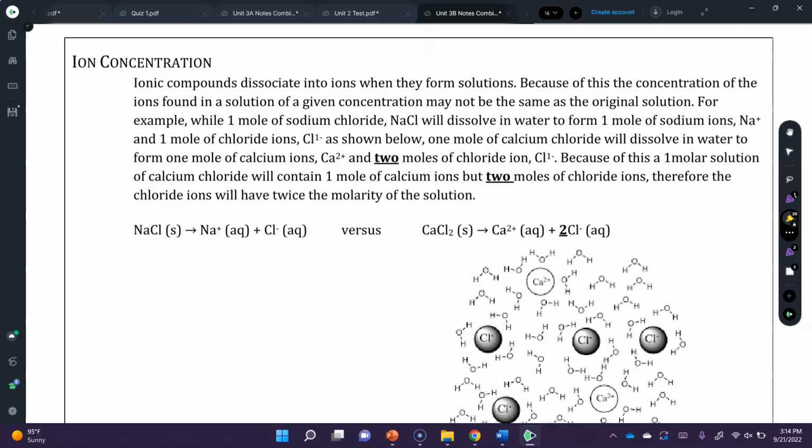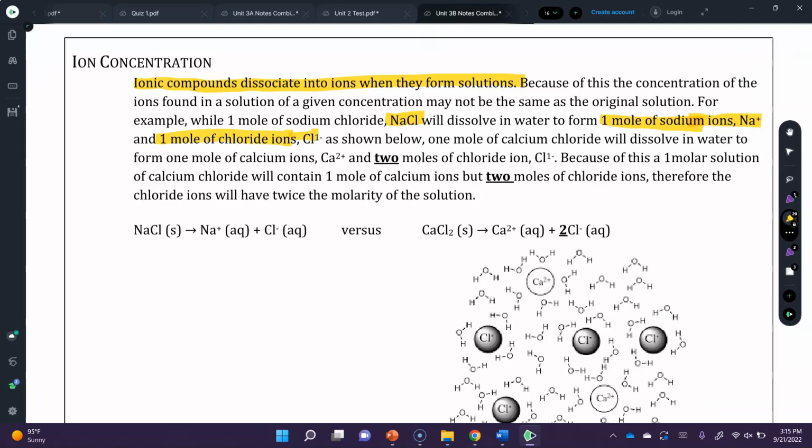Okay, so ion concentration. Ionic compounds dissolve into ions when they form solutions. So this is called dissociation. They dissolve, they dissociate. They no longer associate with each other, they separate, and that's called dissociation. Because of this, the concentration of the ions found in a solution of a given concentration may not be the same as the original solution. For example, 1 mole of sodium chloride, NaCl, will dissolve in water to form 1 mole of sodium ions and 1 mole of chloride ions.